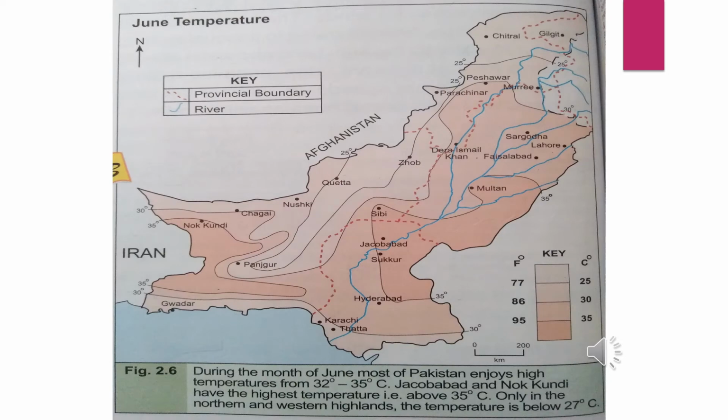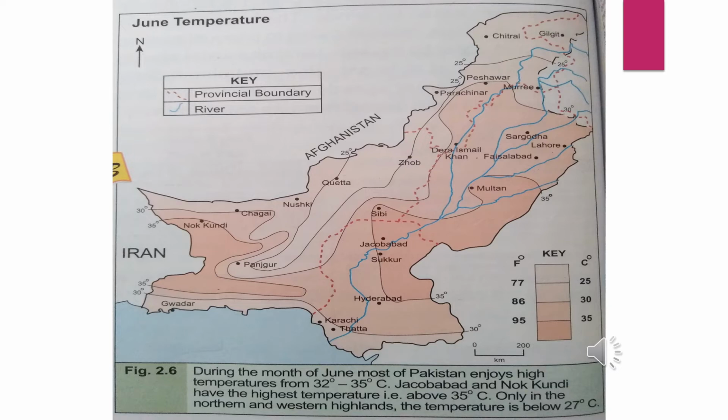Figure 2.6 is showing June temperatures. June means we are talking about summers here, and the highest temperature range which is given here is above 35 degrees Celsius. You can see it is experienced towards the western part of Balochistan, the part where we have seen Nokkundi, which is a desert area in the Kharan desert, and we can also see Multan, Sibbi, Jacobabad and Sukkur.